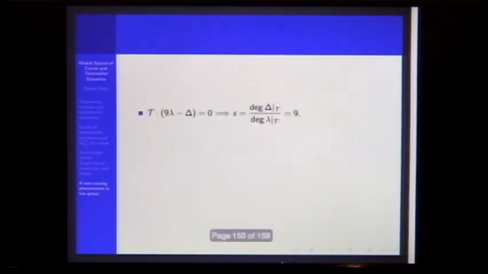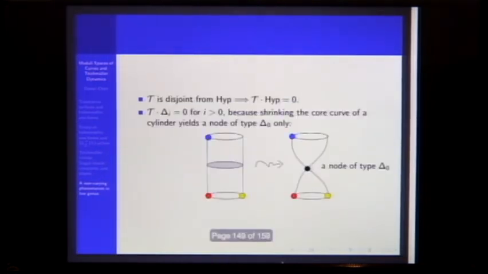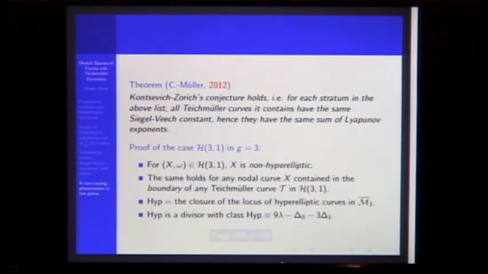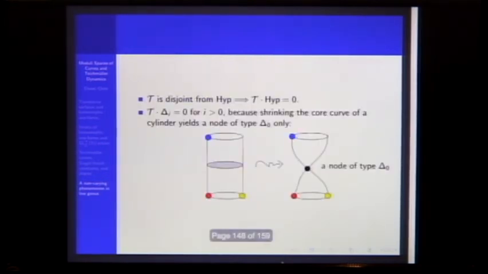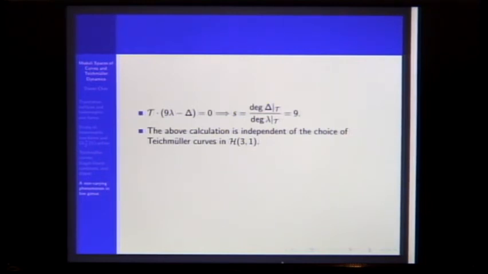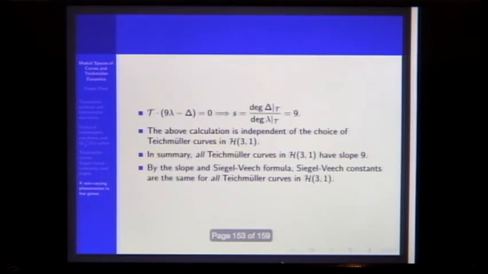Now you know what I'm going to do. So we have this zero intersection. We plug in the definition of the slope, that is the degree of delta restricted to a Teichmüller curve divided by the degree of lambda. But that is exactly the coefficient of lambda in this class, right, 9. So we read off that the slope of the Teichmüller curve is equal to 9. And this calculation is independent of the choice of Teichmüller curve in the stratum. I pick an arbitrary one. That tells us all Teichmüller curves in this stratum have the same slope equal to nine. And plugging into the Kontsevich formula and the slope, that tells you the Siegel-Veech constant and the sum of Lyapunov exponents are all the same for all Teichmüller curves in this stratum.